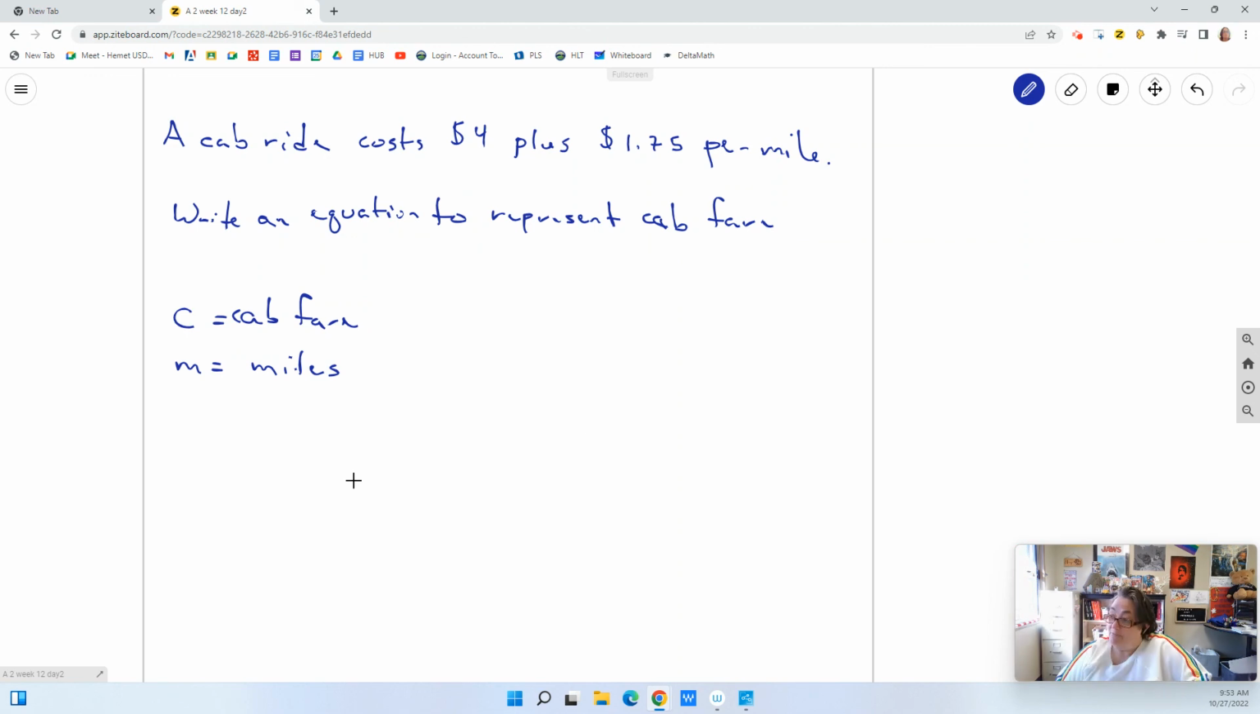So I could say that the cab fare is going to equal, C is going to equal, well, $4, right? Plus $1.75 times M, right? Oops, $1.75 times M. So that's all I have to do in respect to that.